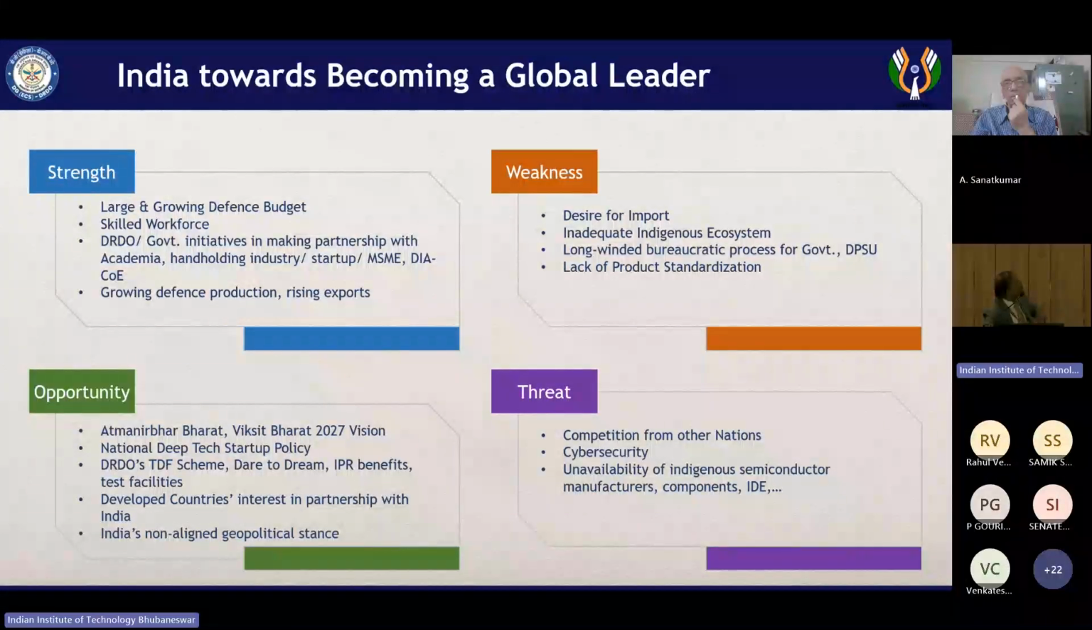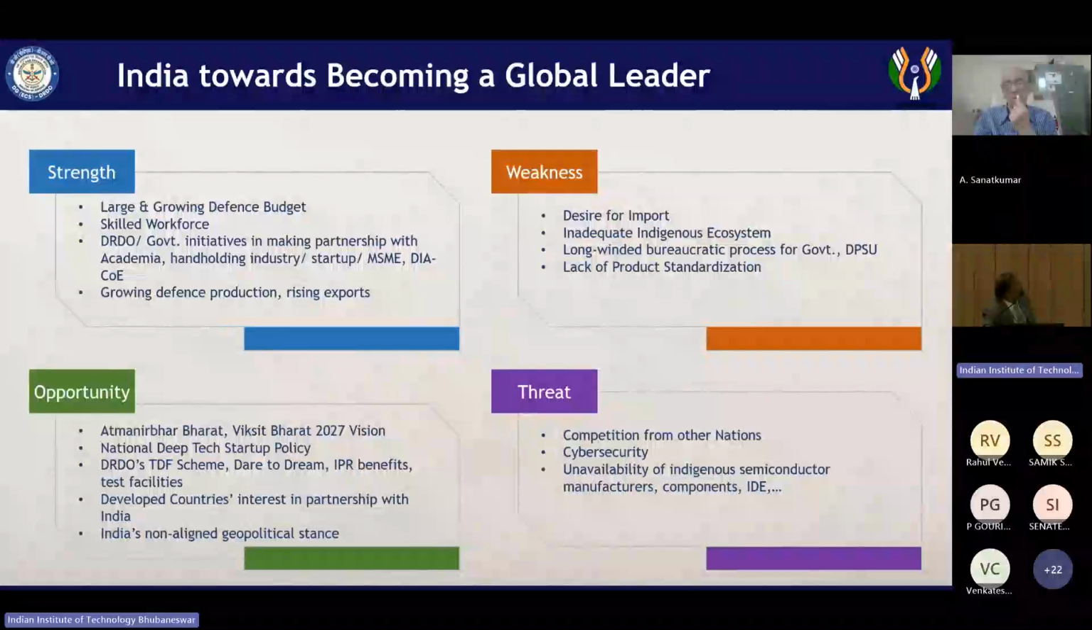A lot of ecosystems have to be built for that. And okay, our process is tough, so we have to come out of the process. And of course, our products need to be standardized. That is something which India always misses. That is our weakness. Opportunities are Atmanirbhar Bharat, Viksit Bharat, National Deep Tech Startup Policies, TDF, I told you, Dare to Dream. These are our opportunities.